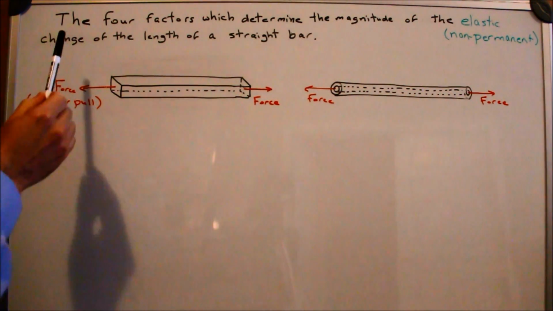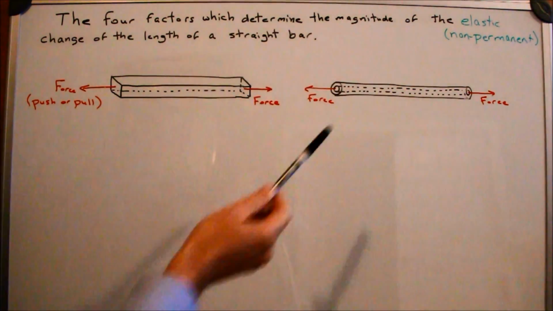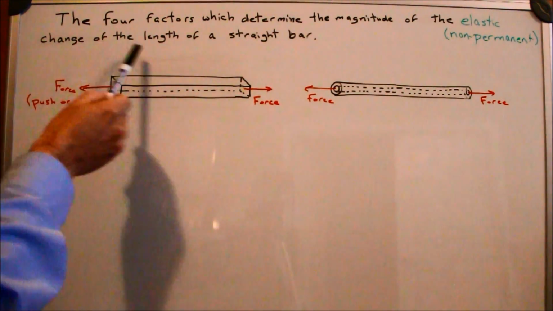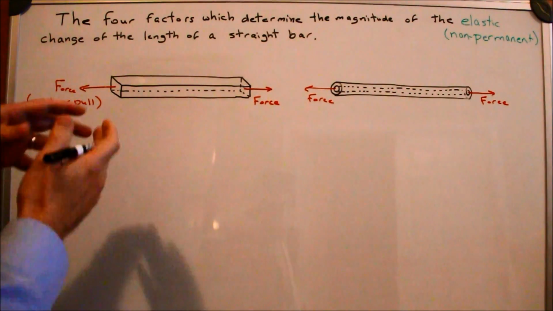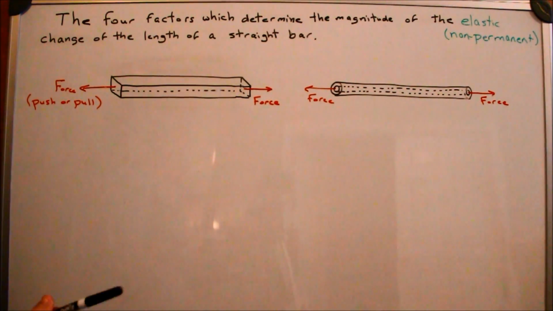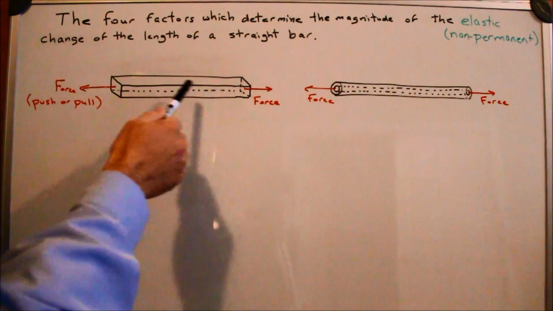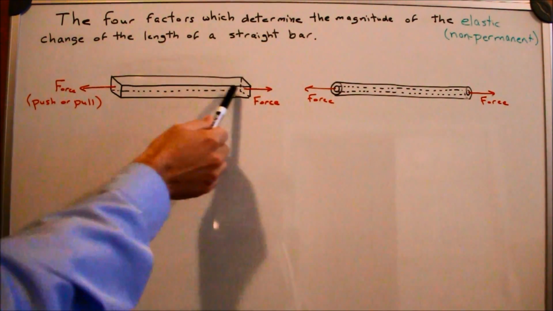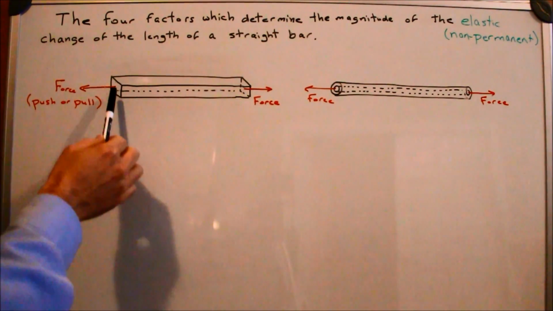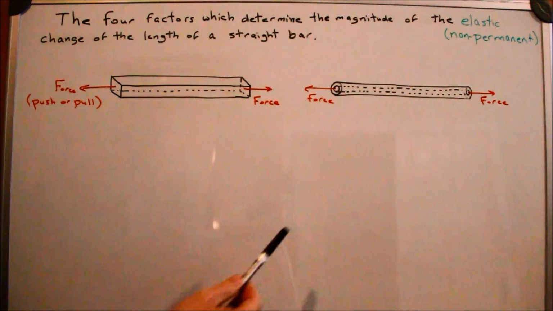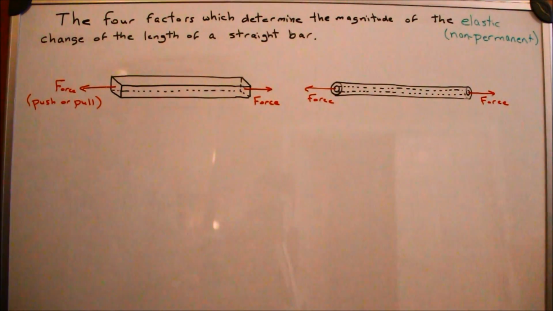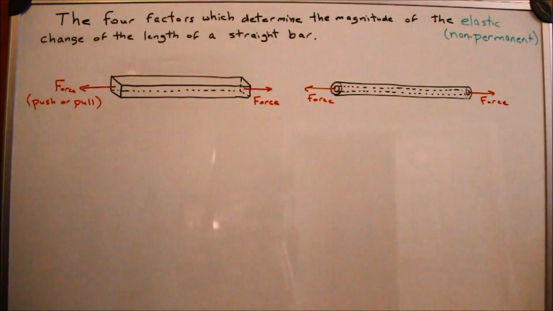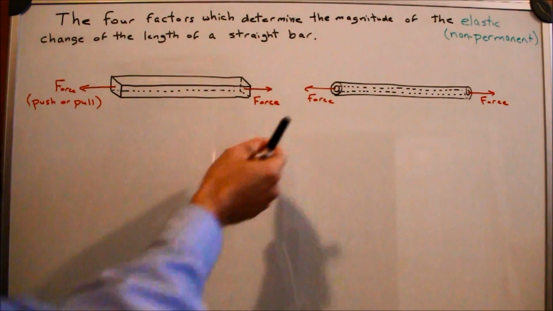In this video, I'm going to talk about the 4 factors that determine the magnitude of the elastic or non-permanent change in the length of a straight bar. So envision, this is a 1D problem. Envision we have a straight bar which has uniform cross-sectional area, and it could be either rectangular or a tube or any kind of length of anything, and we're going to just pull on it just in the axial direction with a force.